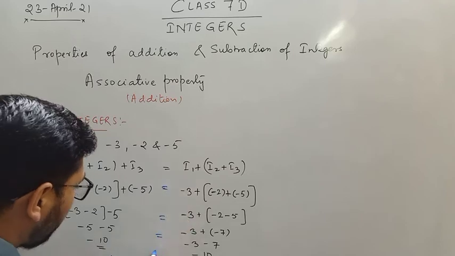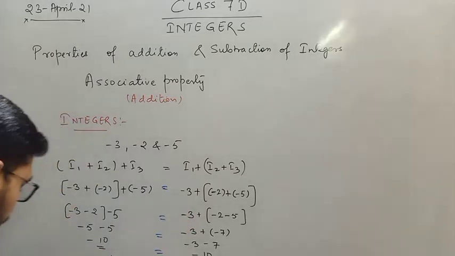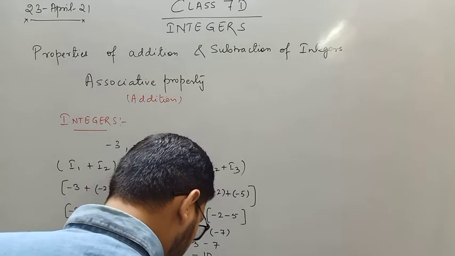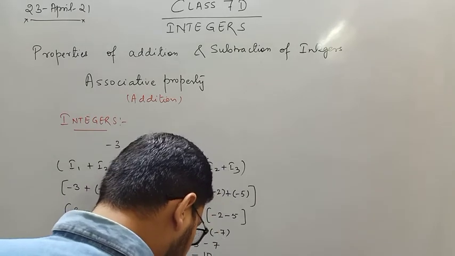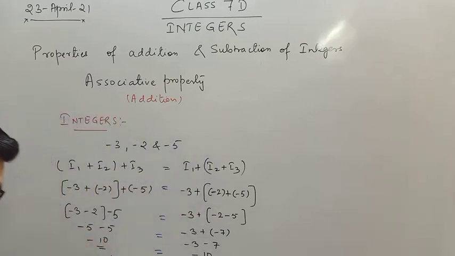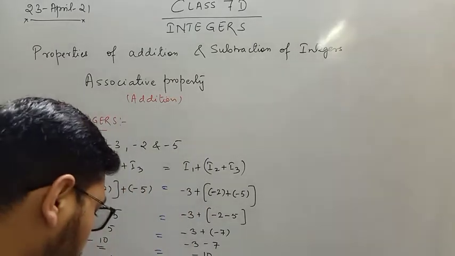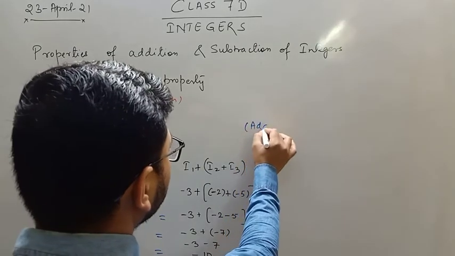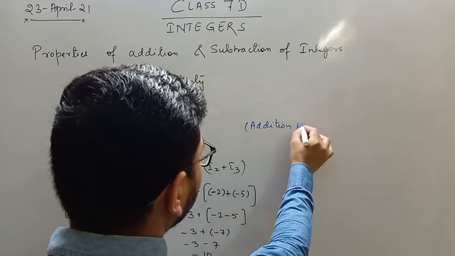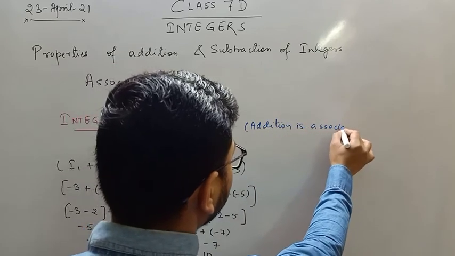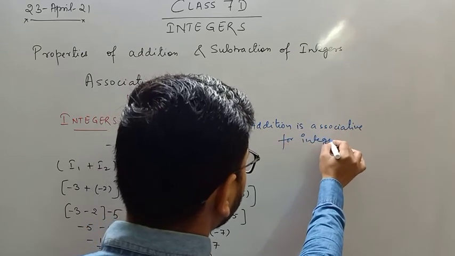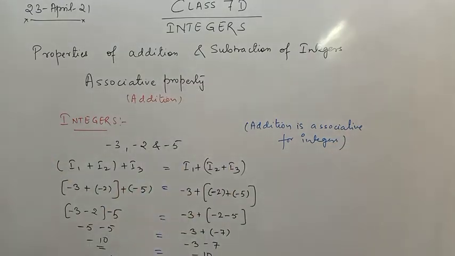That means addition of integers is associative. Okay, and you can take n number of examples here. No need to worry about it. So you can write here addition is associative for integers. Any doubt in this?